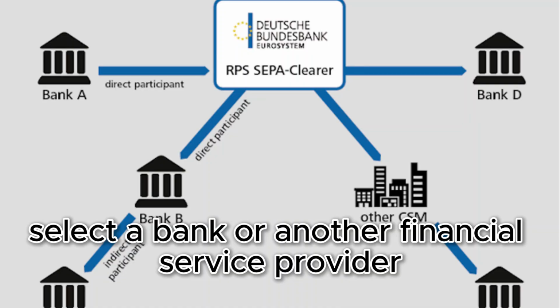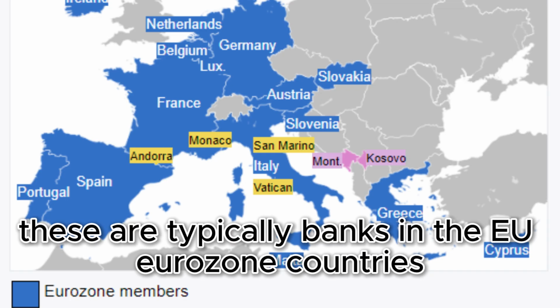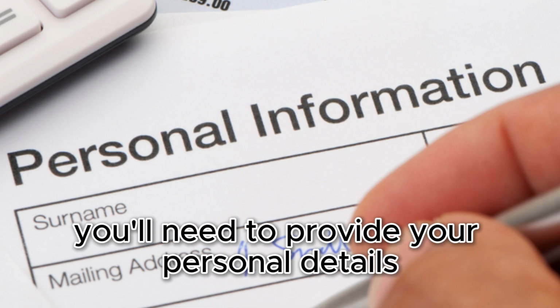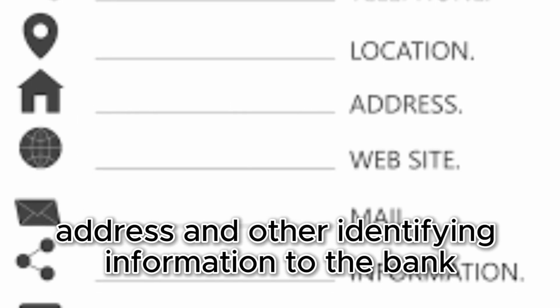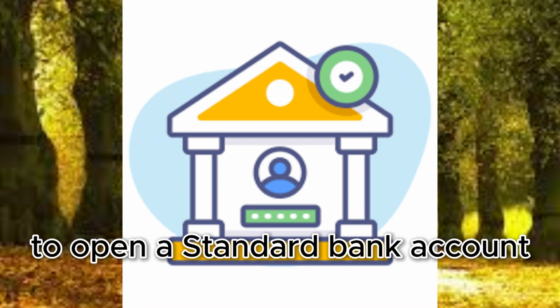Select a bank or another financial service provider that is part of the SEPA network. These are typically banks in EU, Eurozone countries, but also include some other European countries. You'll need to provide your personal details, such as your name, address, and other identifying information to the bank. Complete the bank's application process to open a standard bank account.